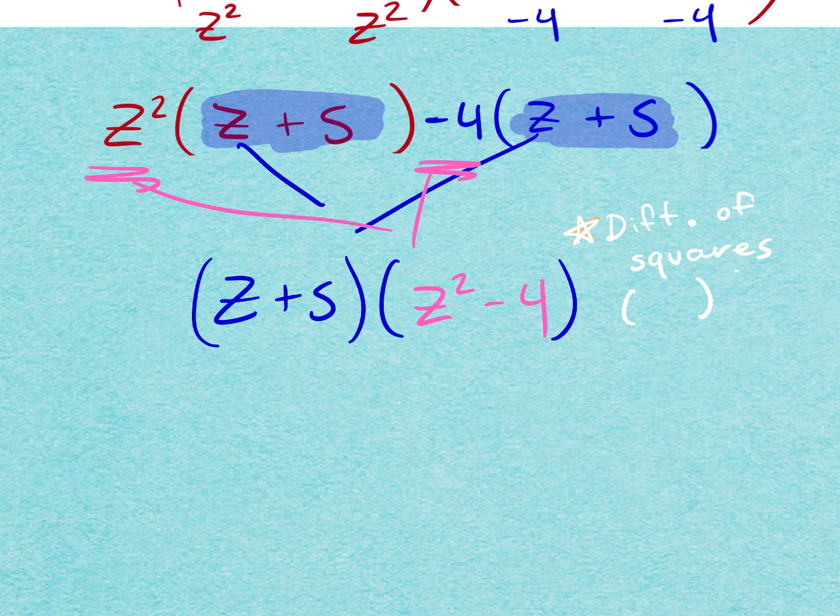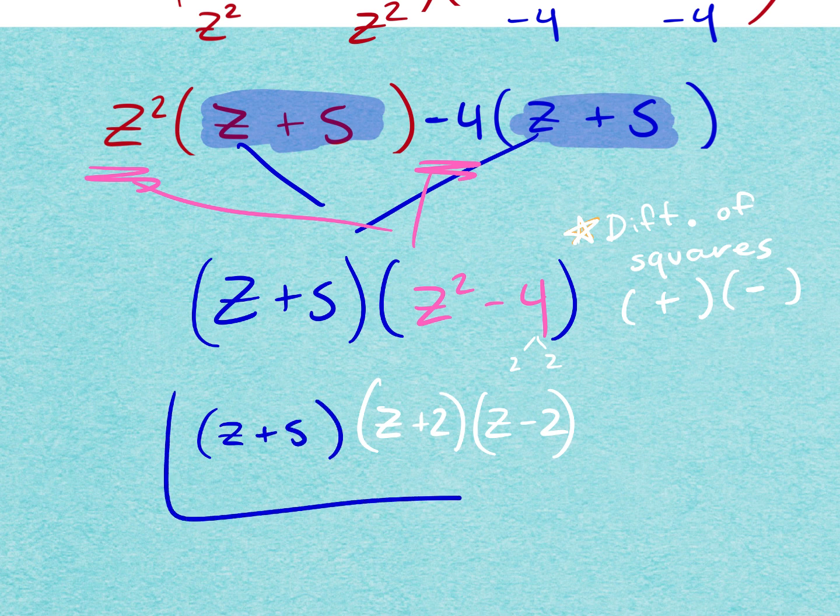So difference of squares factors into a plus and a minus. So how would we factor z squared minus 4? Z plus 2 and z minus 2. Awesome, because our two factors of 4 would be 2 and 2. And then we still need that z plus 5 at the start. So this would be my answer.